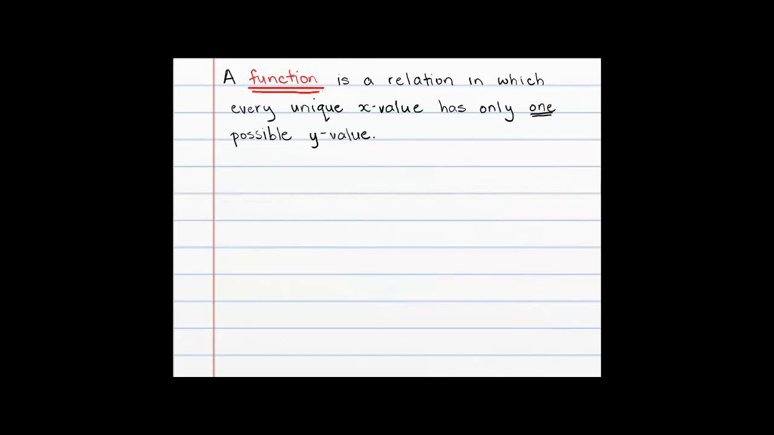Okay, so now we're going to look at what's called a function. A function is a specific type of relation. Basically, a function is a relation in which every unique x value has only one possible y value.